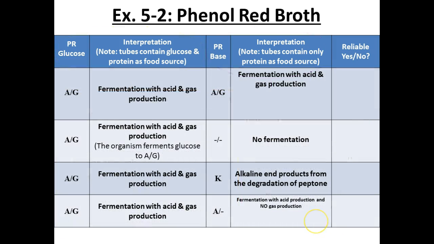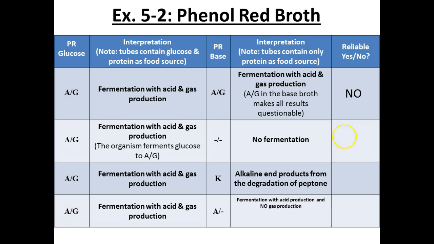So when we're looking at this table, very easily, in this second column, if you see anything other than K, is that a reliable result? No. How do you get acid and gas production from proteins? You don't. Something went wrong. This is a problem, right? Remember, AG stands for acid and gas production. That can happen with the sugar, right? That cannot happen with the protein. This would not be a reliable result.